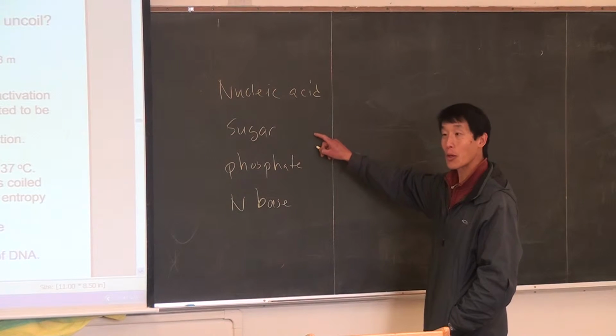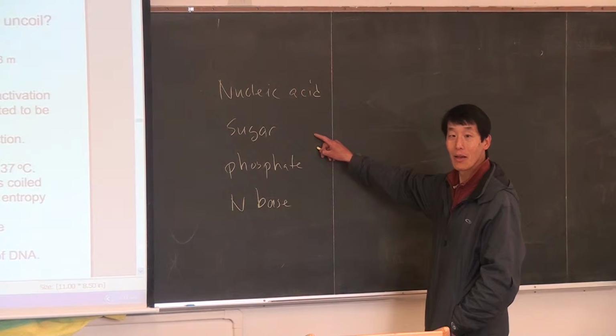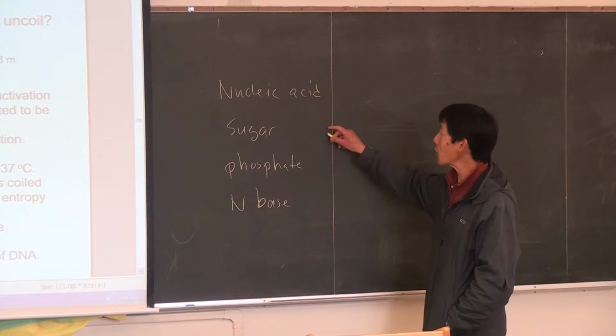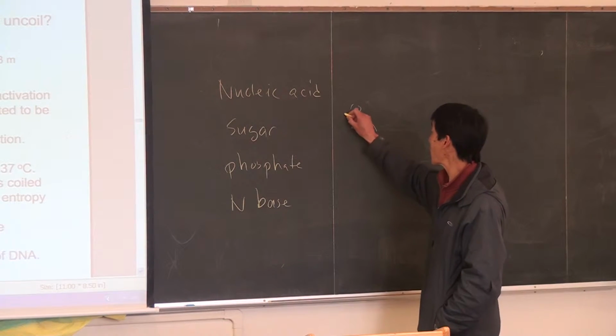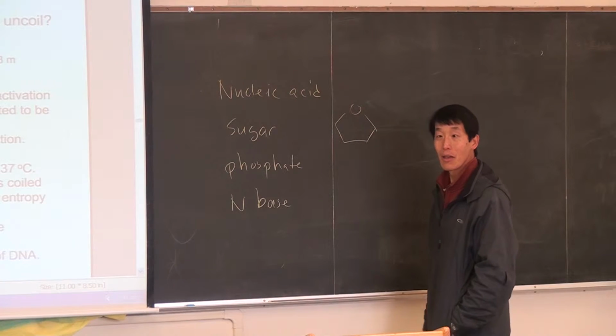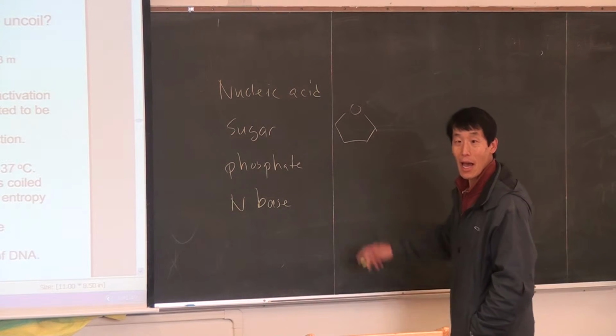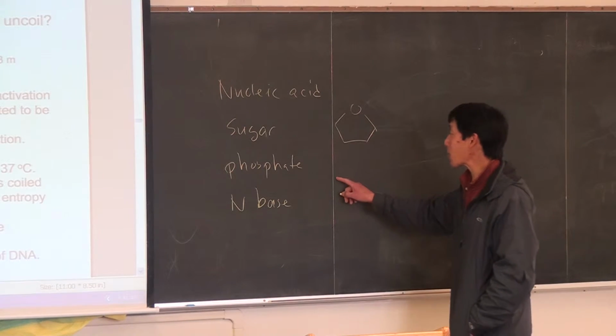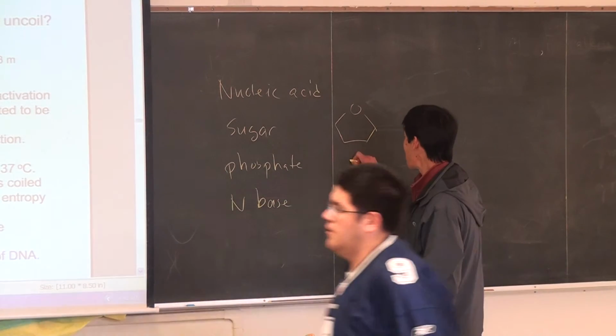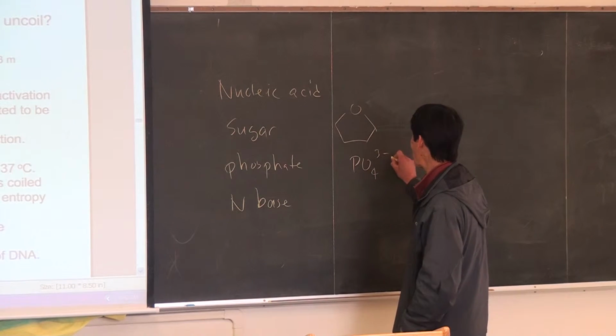So for the sugar part, it's usually like a five-sided ring, isn't it? So what holds the atoms in the ring together? The covalent bonds. Then for the phosphate, you know, phosphate, PO4 with a minus 2 charge.